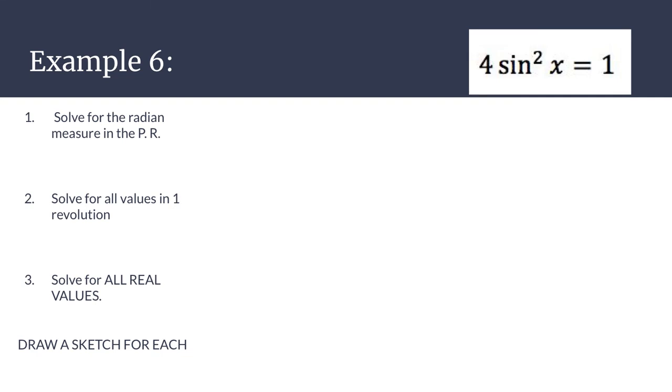Let's do one again. We're moving up just a little bit each time, making these equations just a little bit harder. This time we have 4 sine squared x equals 1. I'm going to start by isolating that sine squared. I'm going to divide both sides by 4. Then I'm going to take the square root of both sides. And remember, when you take a square root, you have to add in a plus and a minus.